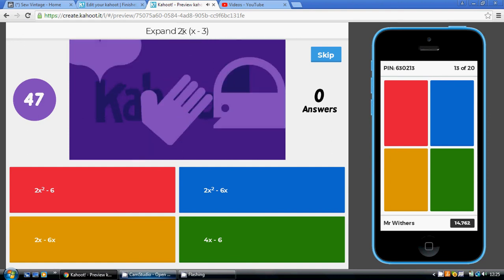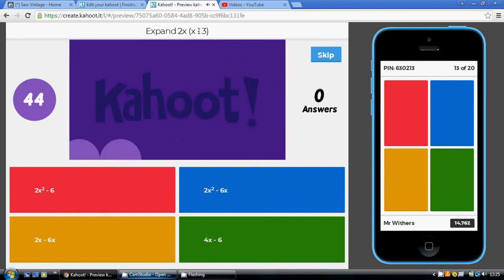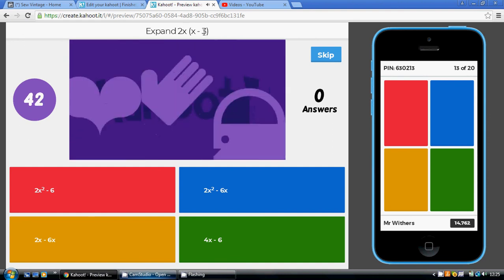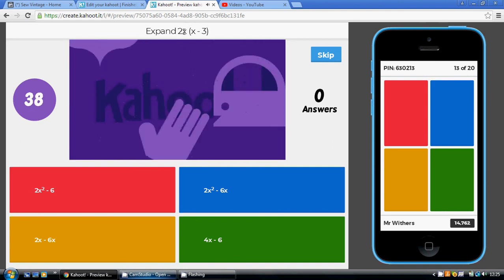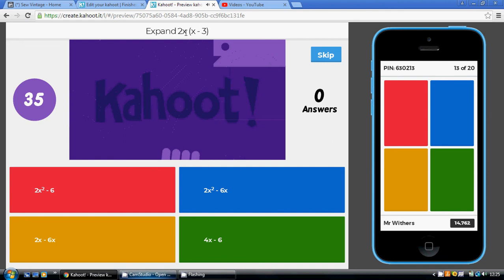We've then got to do the second claw, 2x times minus 3. 2 times minus 3 is minus 6. Minus 6 times x is minus 6x. So we want 2x squared minus 6x, which is the blue answer.